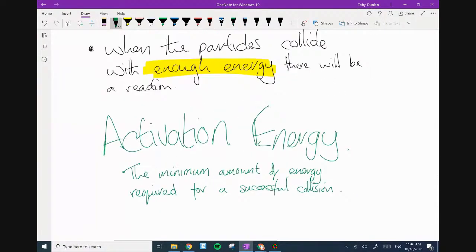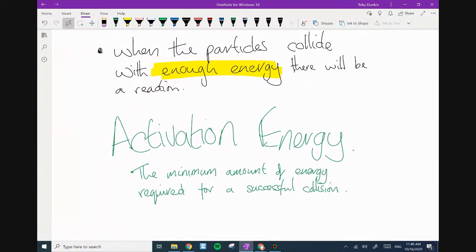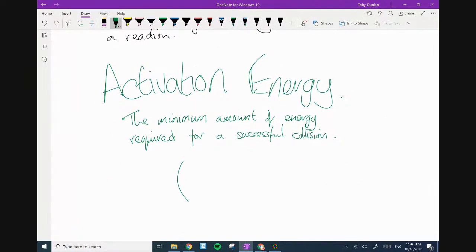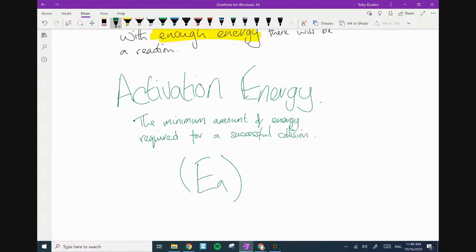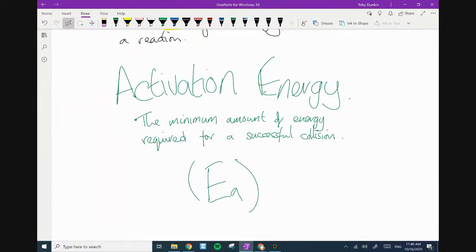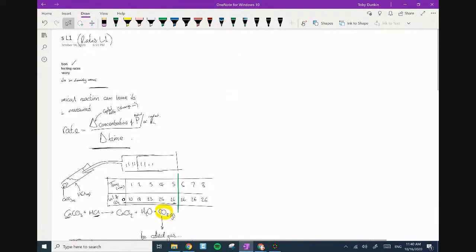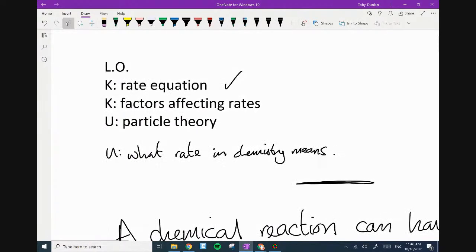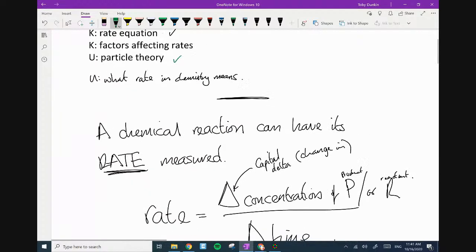Cool. So we realize that EA, I love the fact that you've given me the symbol. I'm actually going to make that a better E. EA. There we go. Symbol for activation energy. So it's nice for us to understand, go back to my learning objectives. We now understand particle theory. We can look at this in terms of particles must collide. Particles need to collide with enough energy, and that minimum amount of energy required for a successful collision is called activation energy. Okay.